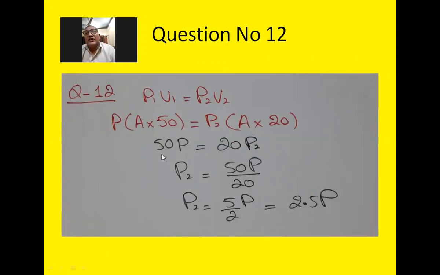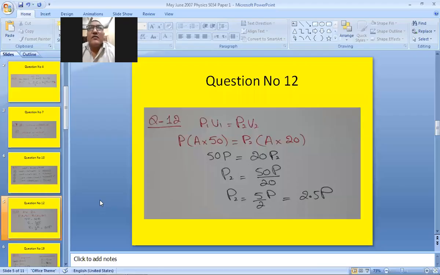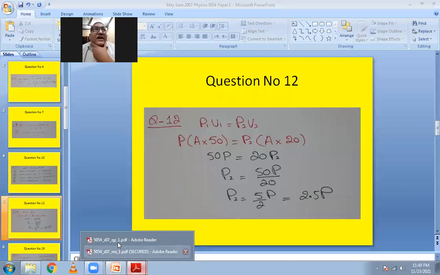So that 20 can go to the other side. It will divide. So P2 will be equal to 50 divided by 20 P. So that will be 5 by 2 P, 2.5 P. So let's check.